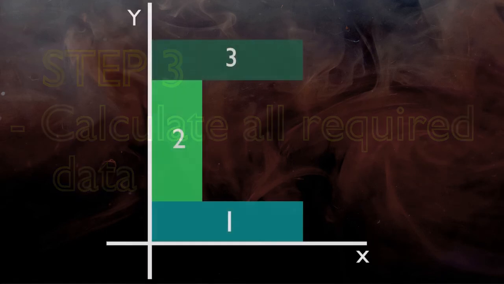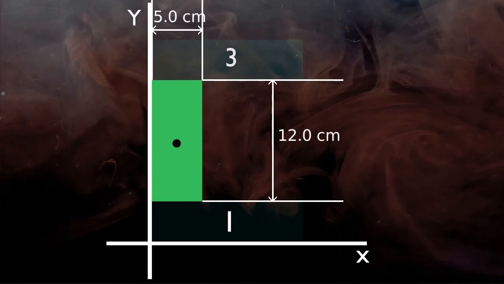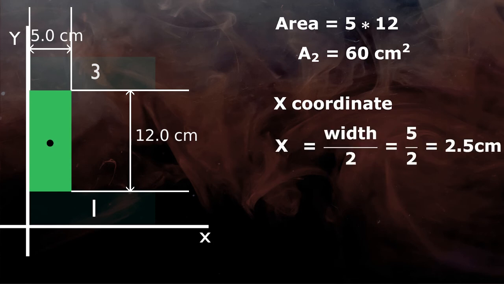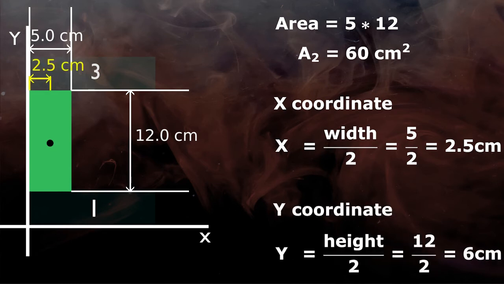We will repeat step number 3 for the other two rectangles. So first we will highlight rectangle 2 and locate the centroid and dimensions. Now the area of rectangle 2 is 5 cm width into 12 cm height, which equals 60 cm square. X and y coordinates for a rectangle in general are width by 2, that is 5 by 2 equals 2.5 cm, and height divided by 2, that is 12 by 2 equals 6 cm.